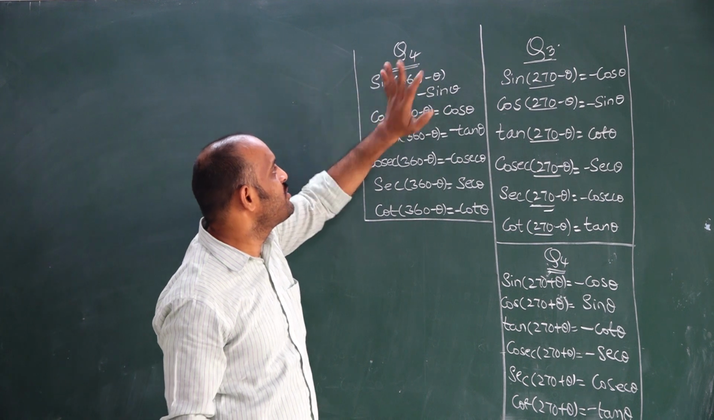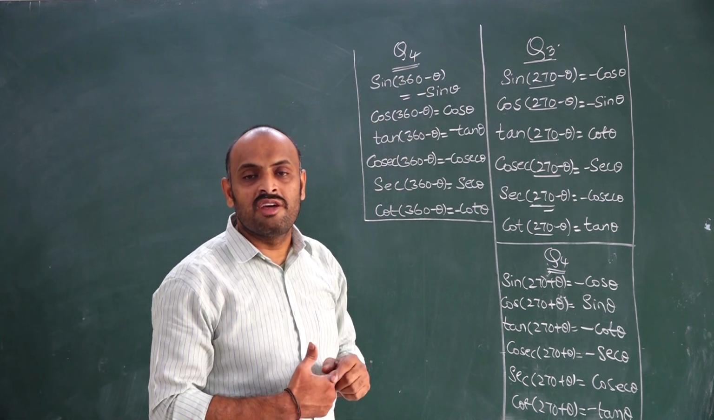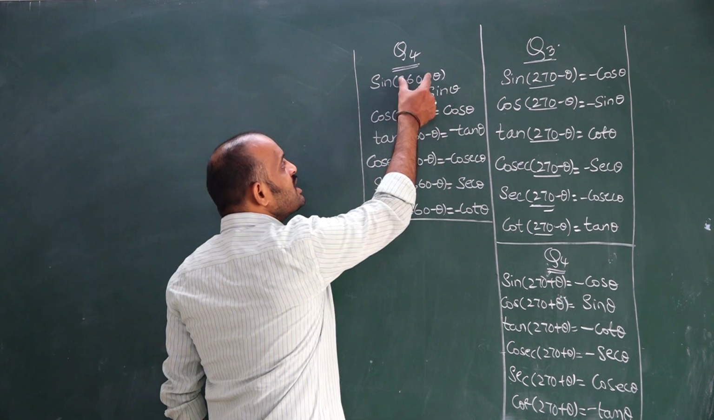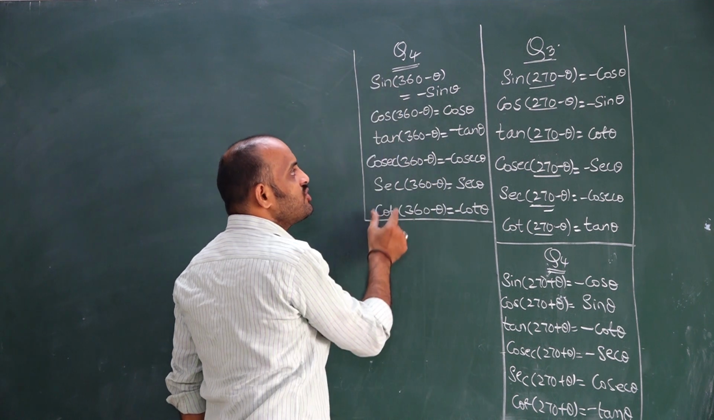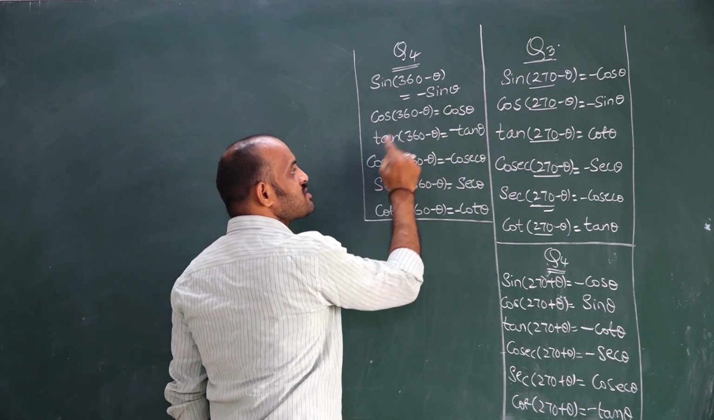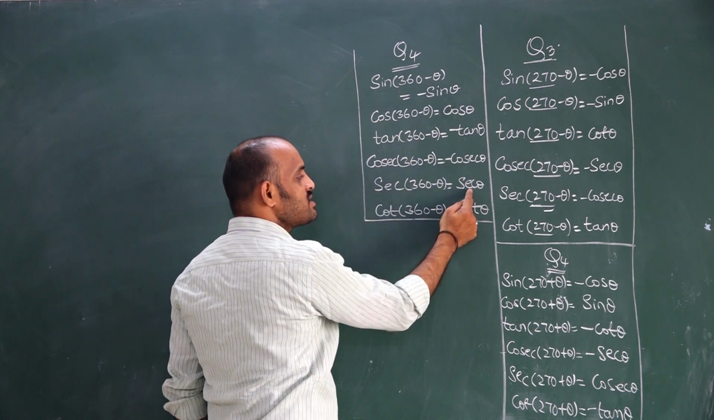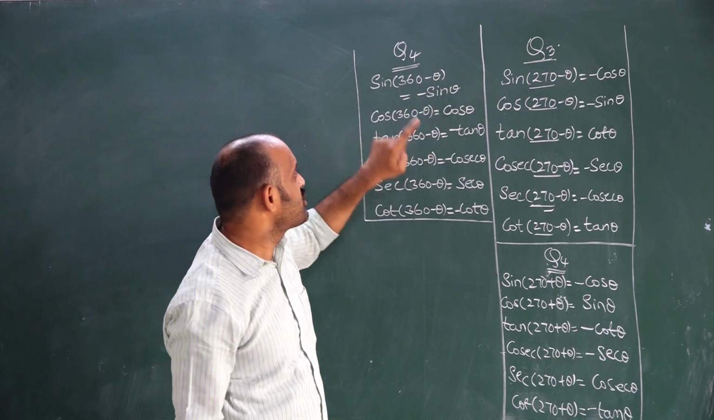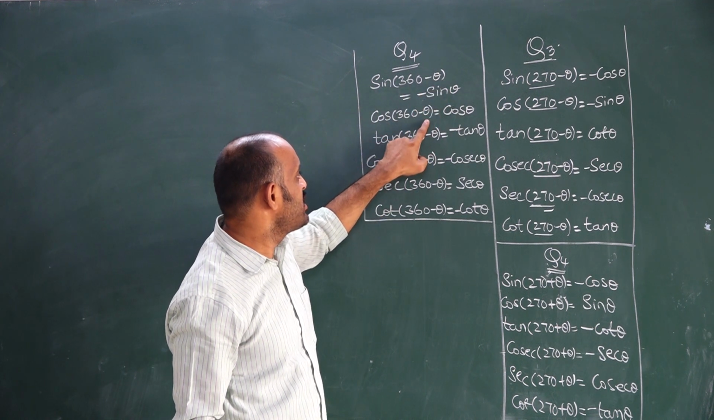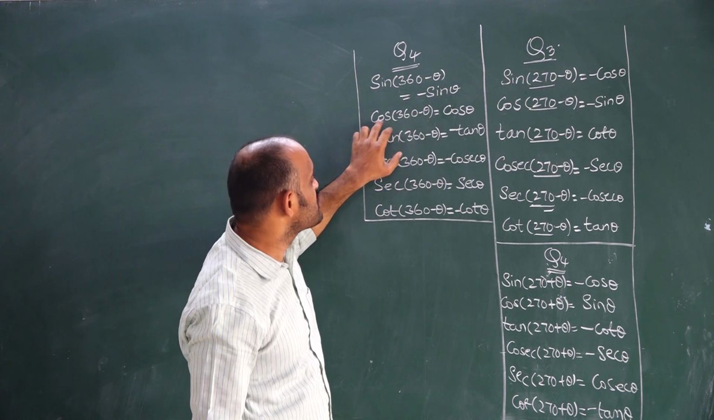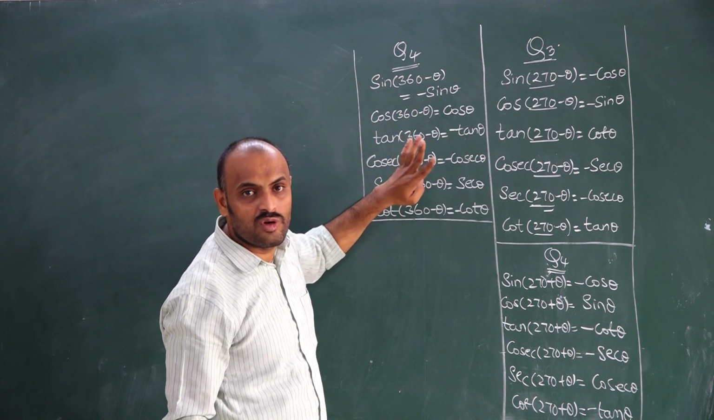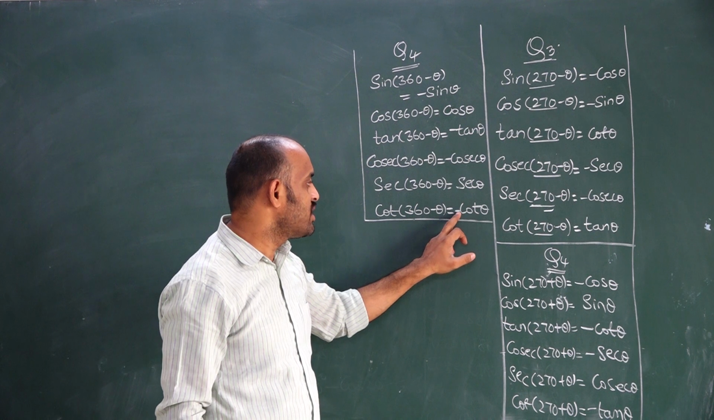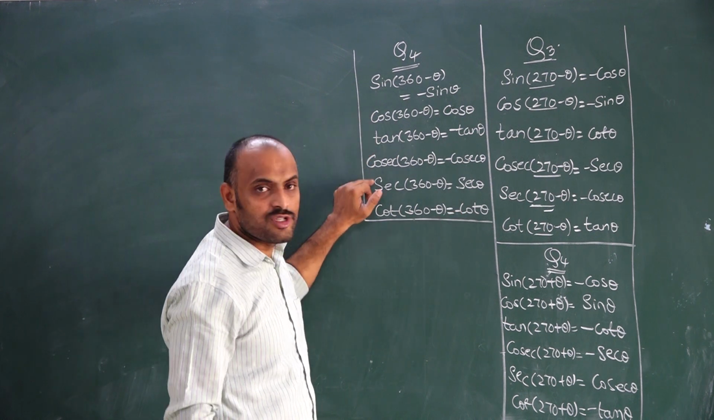Next, 360 minus theta. 360 means even multiples of 90, 90 into 4 is 360. So for even multiples of 90, the trigonometric ratio remains the same: sine, cos, tan, cosecant, secant, cot. 360 minus theta is in the fourth quadrant. In the fourth quadrant, sine is negative, cos is positive, tan is negative, cosecant negative, secant positive, cot negative. Only cos and secant are positive.